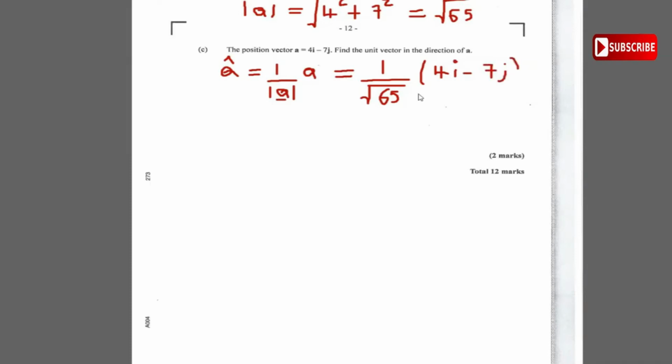And so this is the unit vector. If you want, you can go further, and some people like to write it as 4 over the square root of 65 times i. Nothing is wrong if you put it like this either: 4 over the square root of 65 i minus 7 over the square root of 65 j. Nothing wrong if you put it like this either. Nice and easy, soft.